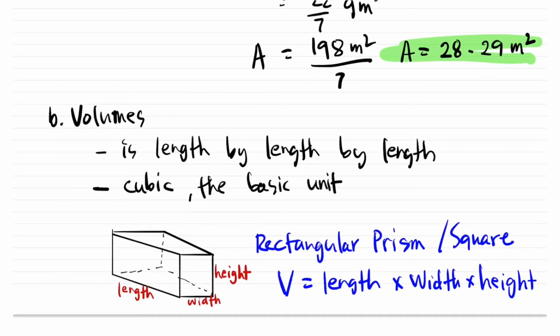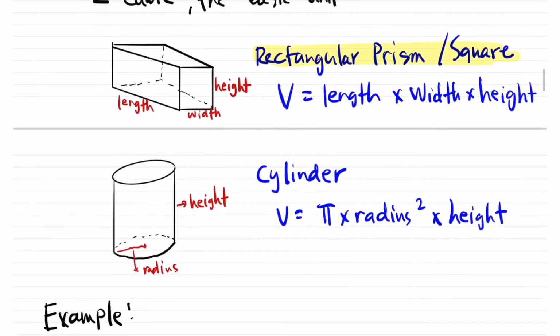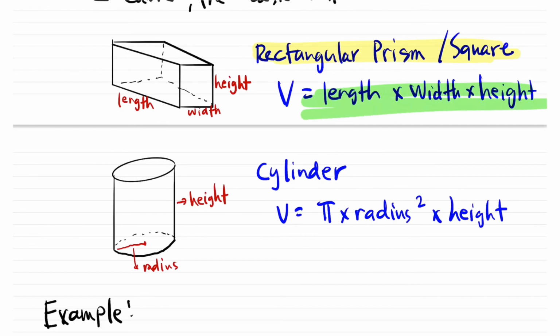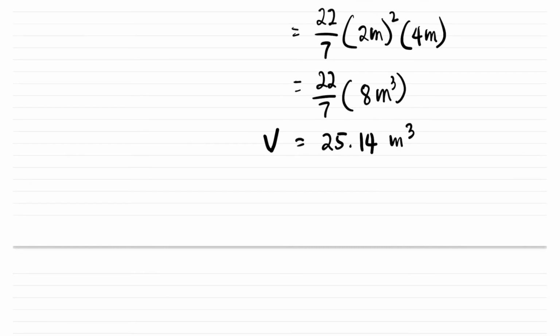Now next is the volume. Alright, the measurement for the volume. What is inside, what it contains inside. So we have the rectangular prism or the square. We have length times width times height. For cylinder, we have pi radius squared times height, and we have an example to this.